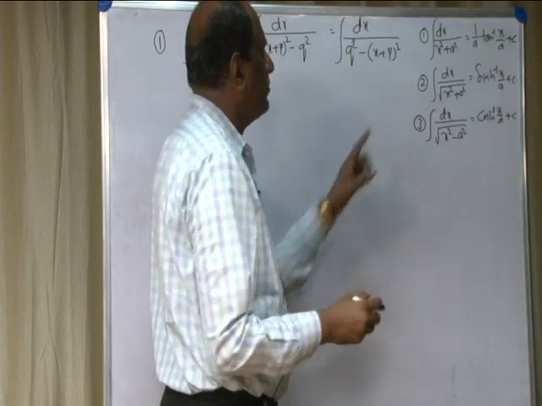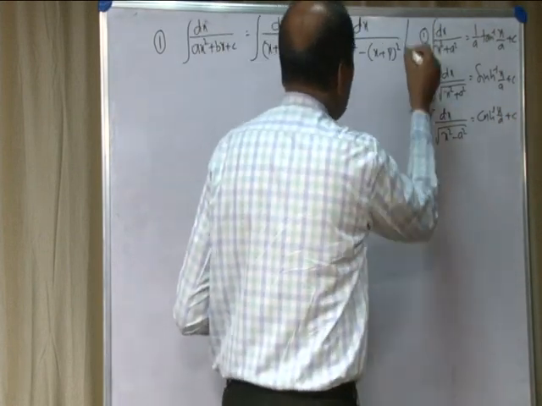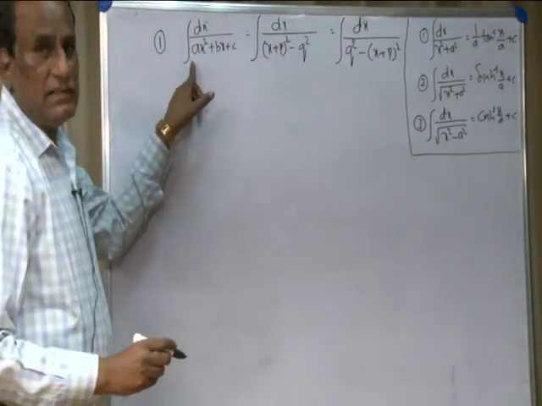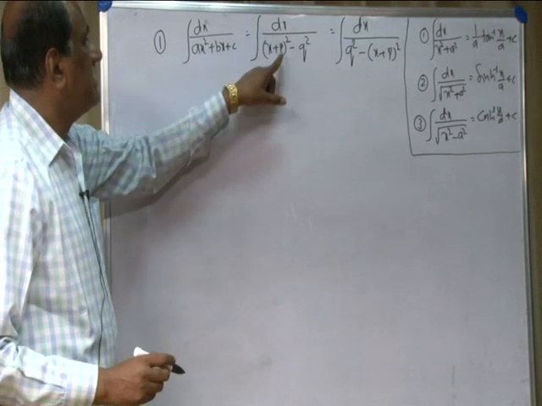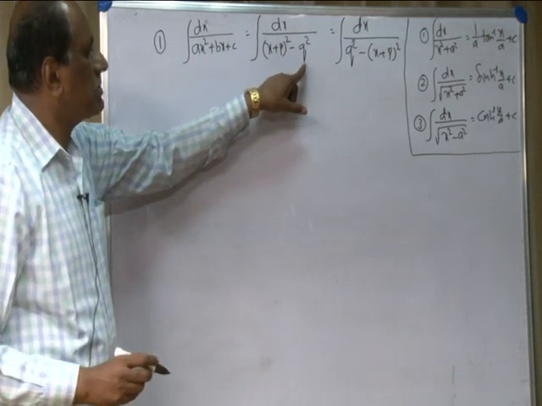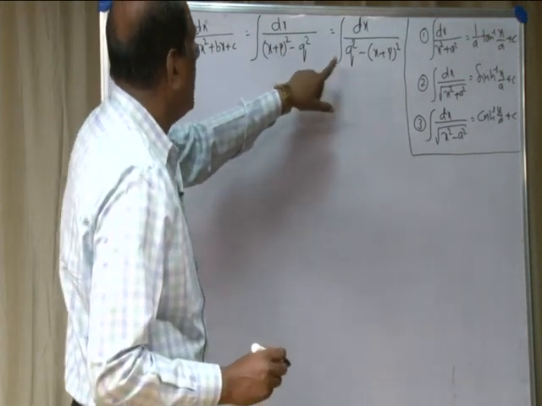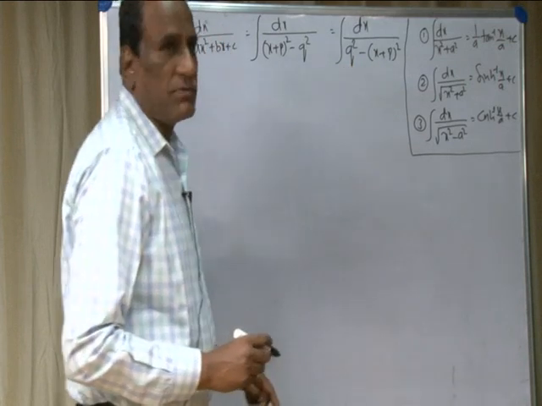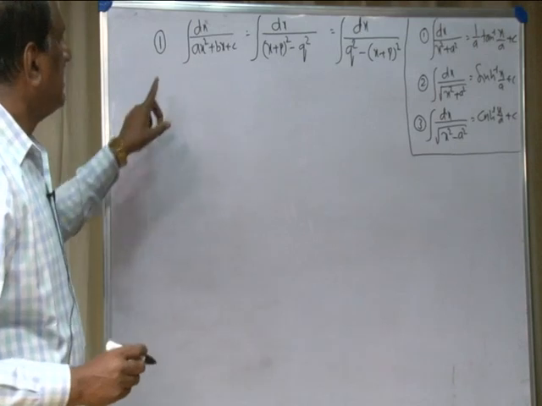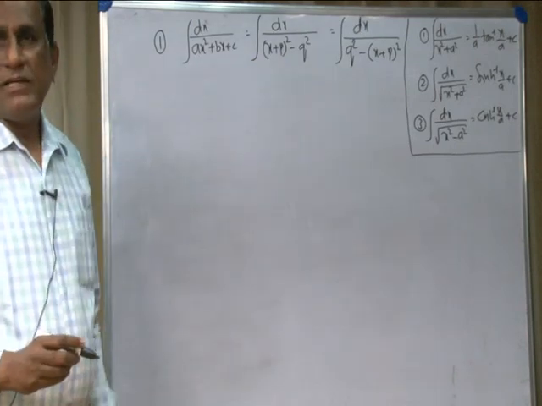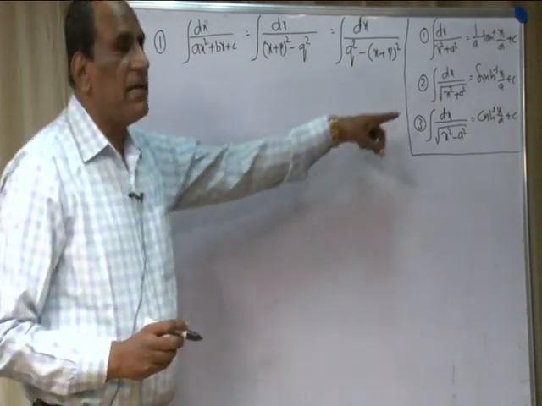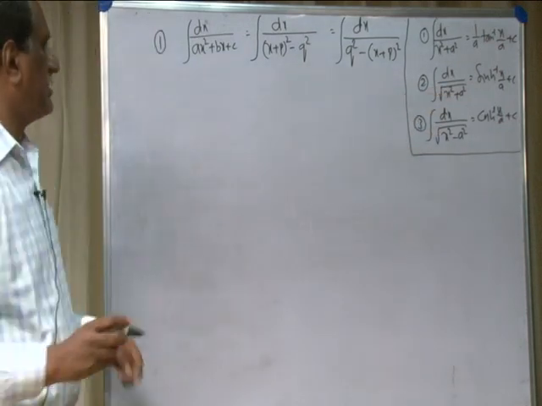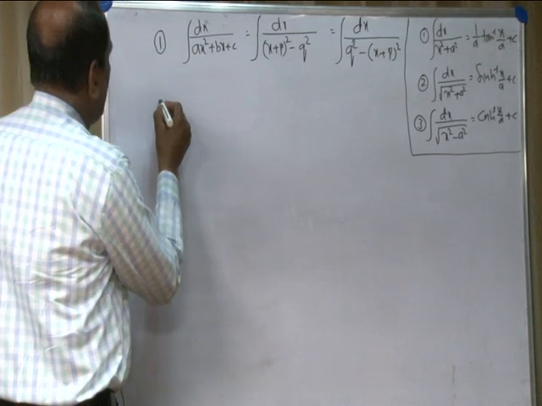So I am going to use these 3 standard forms of integrals after changing the denominator, that is dx by x plus p whole square minus q square or q square minus x plus p whole square. By changing it into this form, we can integrate using the standard integrals that I explained in the last class. Now, second form.